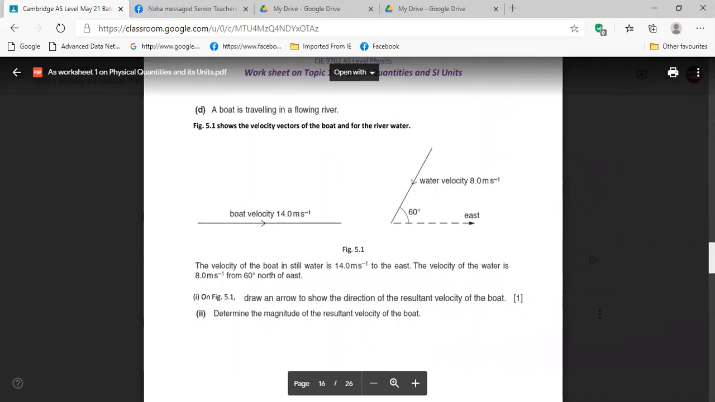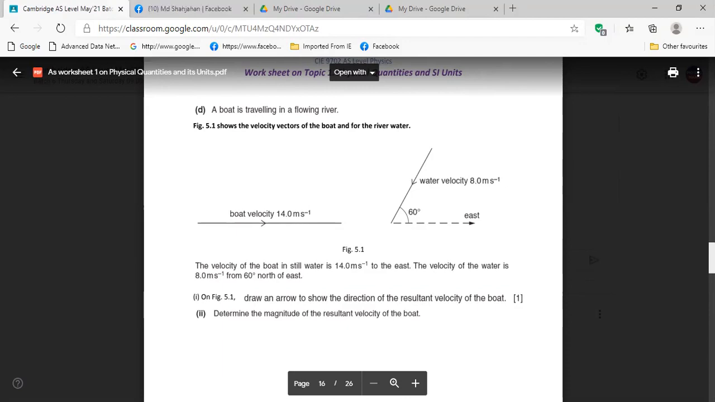A boat is traveling in a flowing river. The velocity of the boat in still water is 14 meters per second to the east. The velocity of the water is 8 meters per second from 60 degrees north of east. On figure 5.1, draw an arrow to show the direction of the resultant velocity of the boat. Determine the magnitude of the resultant velocity of the boat.